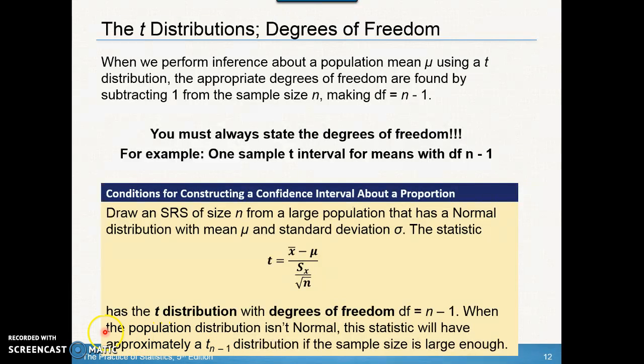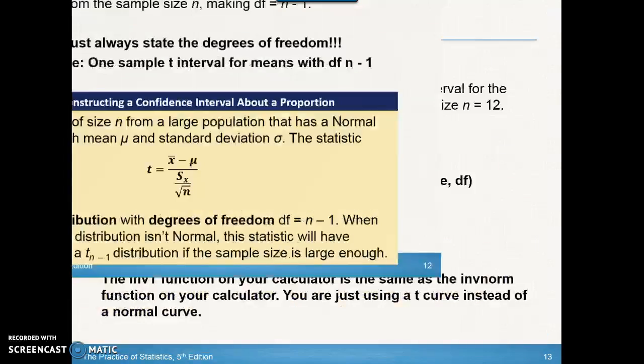Okay, so basically what this is saying is if we have a population distribution that is not normal, then it's going to follow a t-distribution based on the degrees of freedom, which would be based on the sample size that you choose, okay? And then we say if the sample size is large enough, we're still going to be talking about the central limit theorem again.